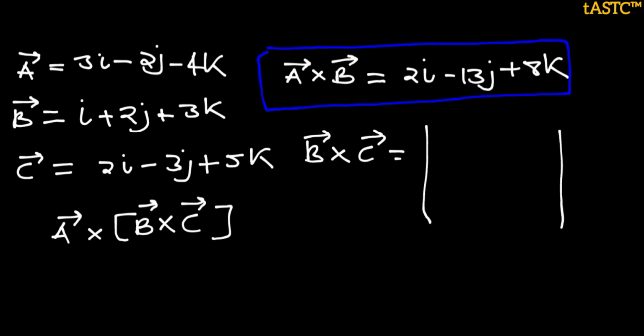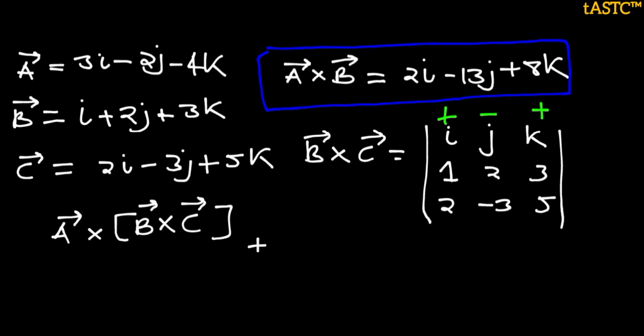So this is going to be i, j, k. This is going to be a plus, this is a minus, this is a plus. Now we need to write out the coefficients of the vector b, which are 1 for i, and we've got 2, and here a positive 3. Now for c, we've got 2, minus 3, and here we've got a 5.